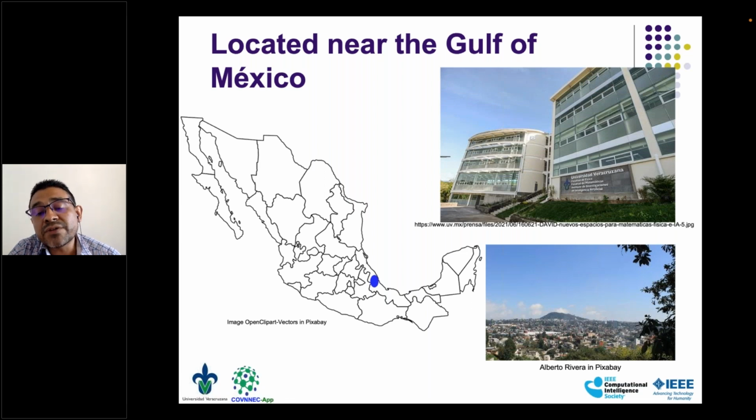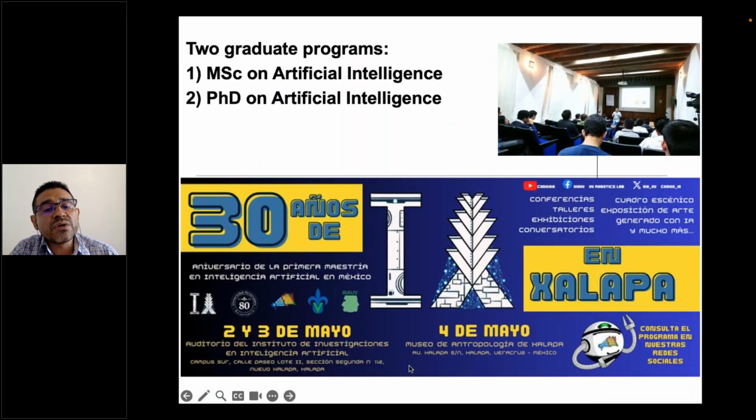We are at the University of Veracruz, Universidad Veracruzana, which is the state public university, and these buildings are our new facilities. We have had less than 2 years in these new facilities, where the Artificial Intelligence Research Institute is. We have 2 programs, one master's degree in artificial intelligence and one PhD in artificial intelligence as well. The master's program was the first one in Mexico. It started in 1994. This year, we are celebrating 30 years of artificial intelligence in Jalapa.